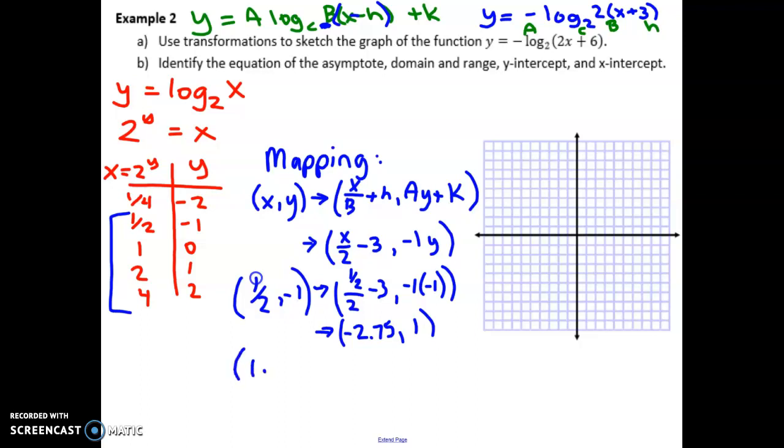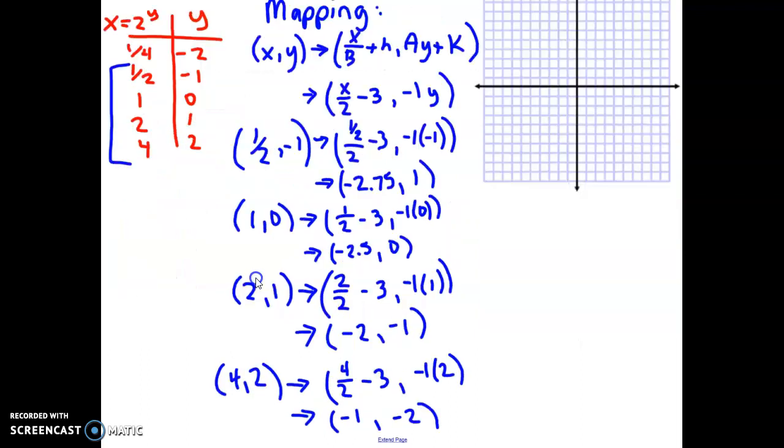Then let's take our next point, which is a much nicer one. It's 1 and 0. I'm going to get 1 divided by 2, subtract 3, and then -1 times 0, which is going to be -2.5 and 0. Let's then do the rest of our mapping points. So again, then we should have all of our mapped points.